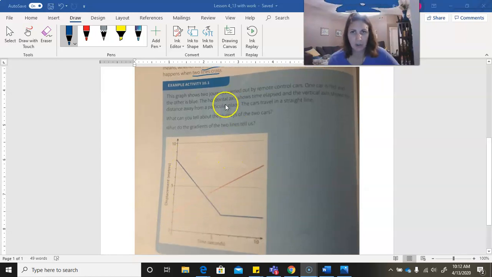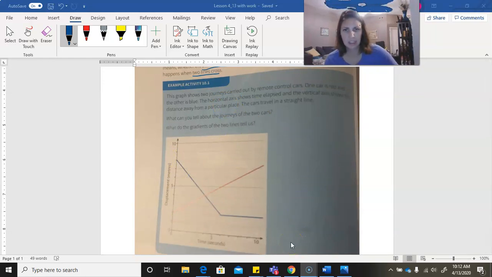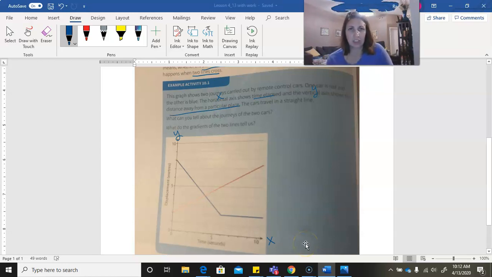It says your horizontal axis shows the time. You remember that's always your x, and it's going to represent time. And the vertical axis is your y, this one over here, and it's going to represent the distance away from a place, so how far it is from the starting location. Is it from a store, a house, a mailbox, whatever it's from. And the cars do travel in a straight line.